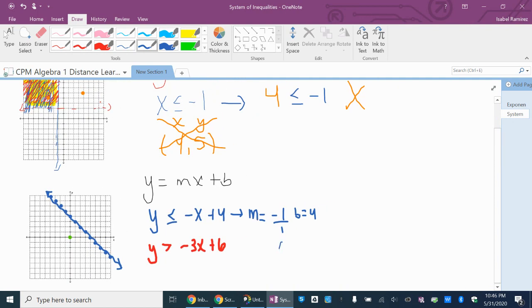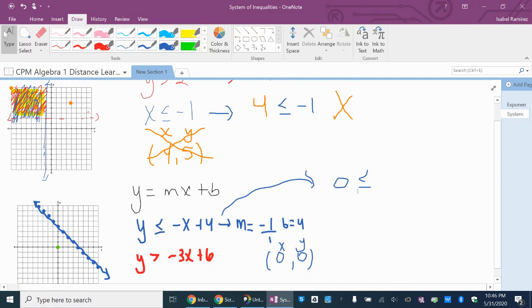So 0, 0. So x is 0, y is 0. So I'm going to test it with this inequality. So y is less than or equal to negative x plus 4. So instead of y, I'm going to put 0 is less than or equal to. And you can't have negative 0. I am plugging in 0 for x, but there's no such thing as negative 0. So I am just going to put 0 and then plus 4. Everything else stays the same. So again, the only thing that changed in this inequality was y and x. Plugged in 0. And there's no negative in front of 0 because there's no negative x.